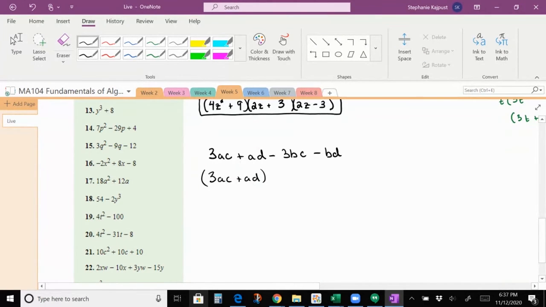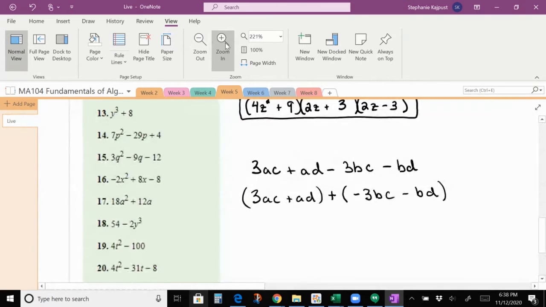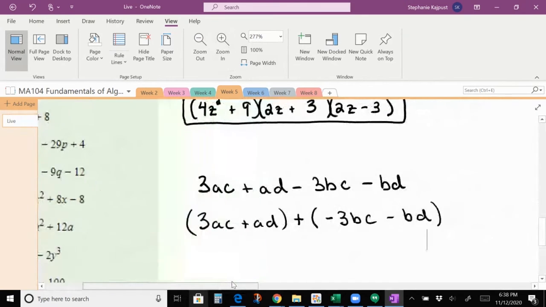Sometimes we want to do that. And because my third term has that minus, when I group it, I want to put a plus in between my groups, and then that minus goes in the parentheses. Plus AD plus BC.